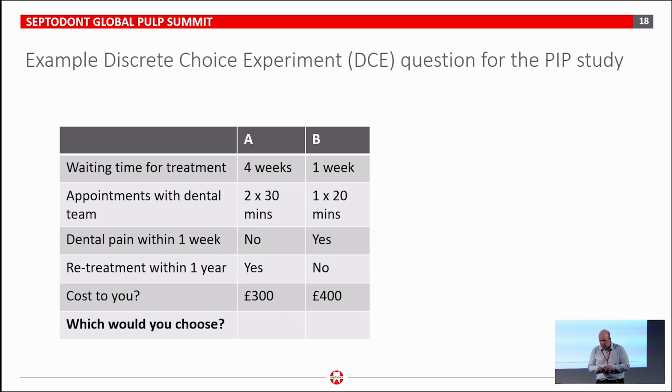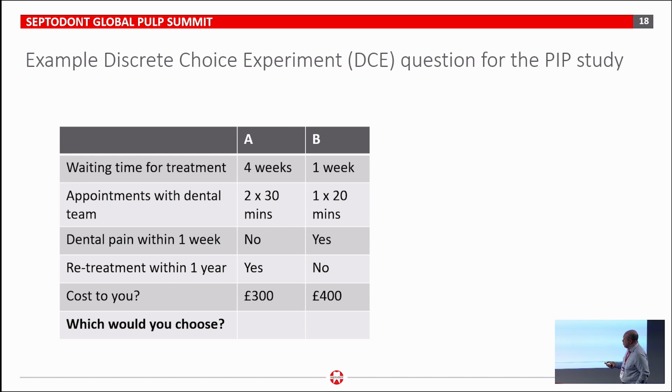This is an example of what the discrete choice experiment from the PIP study might look like. We could compare different packages of care. So let's say they differ in terms of their waiting times, the number of appointments and the length of those appointments that you need with the dental care professionals.